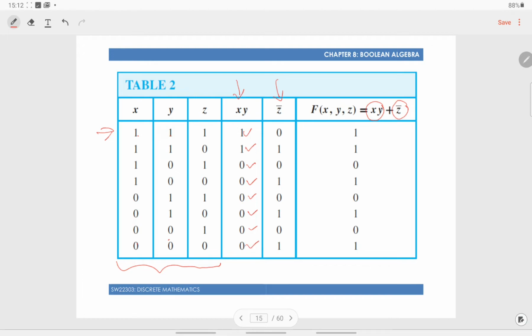And then for the z complement, we are referring to the column z. 1 complement equal to 0, 0 complement equal to 1, 1 complement equal to 0, until the last one, 0 complement equal to 1. And finally, we consider this operation. We have Boolean sum. So 1 plus 0 equal to 1, 1 plus 1 equal to 1, 0 plus 0 equal to 0, 0 plus 1 equal to 1, 0 plus 0 equal to 0, 0 plus 1 equal to 1, 0 plus 0 equal to 0, and 0 plus 1 equal to 1. So this is the value for the given function.